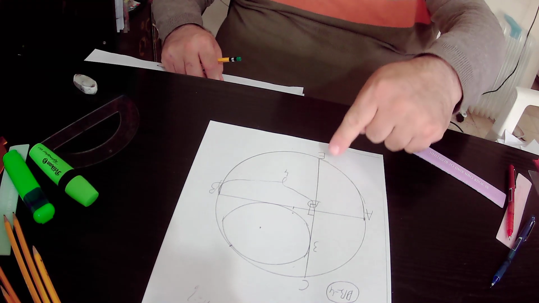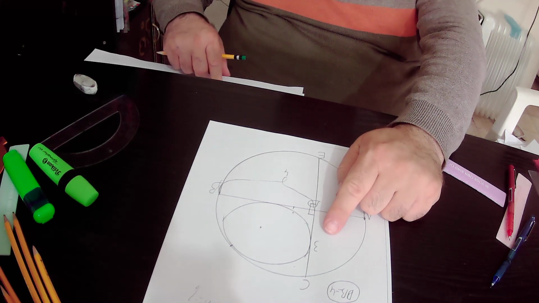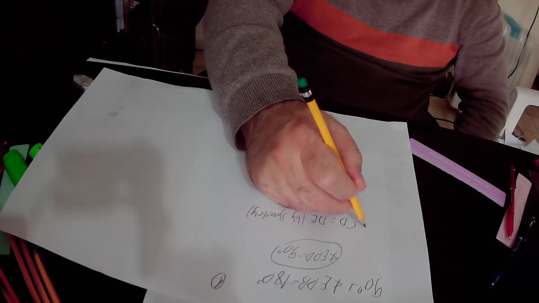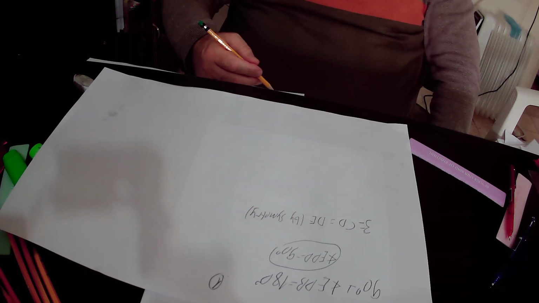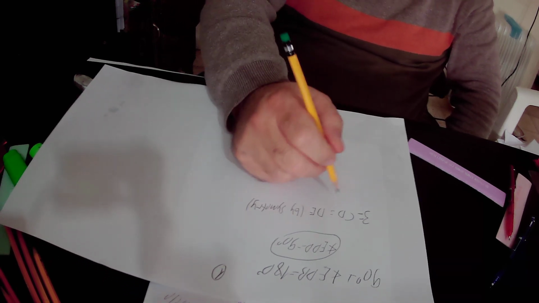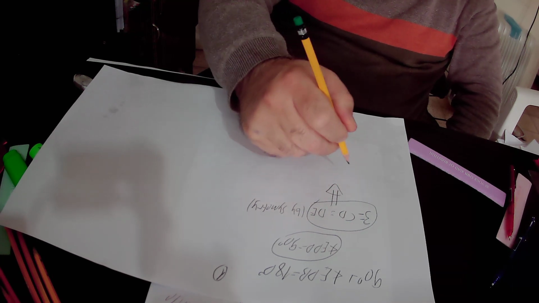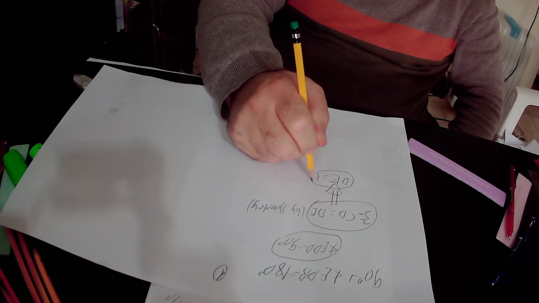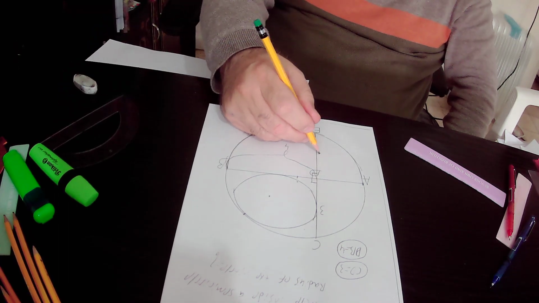So CD equals DE by symmetry, but it is given in the question that CD equals 3 units. So we can write here that CD equals 3 units. And from this equation, 3 equals CD equals DE, we derive that DE is also equal to 3 units. DE equals 3 units. Okay? Here DE is also equal to 3 units.